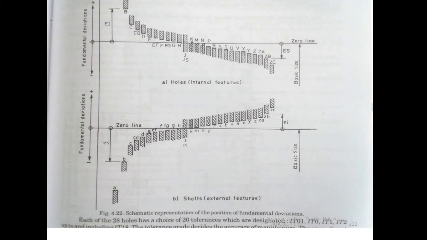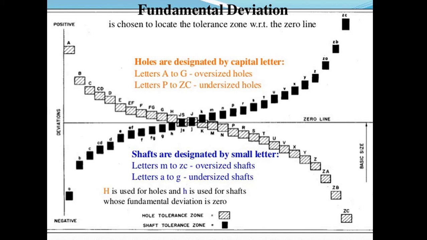So similar to the hole size, M to ZC, not P to ZC, it is M to ZC. They are called oversized shafts, and A to G are called undersized shafts.